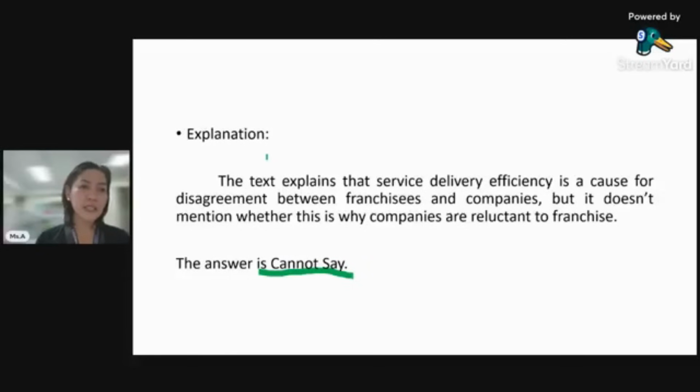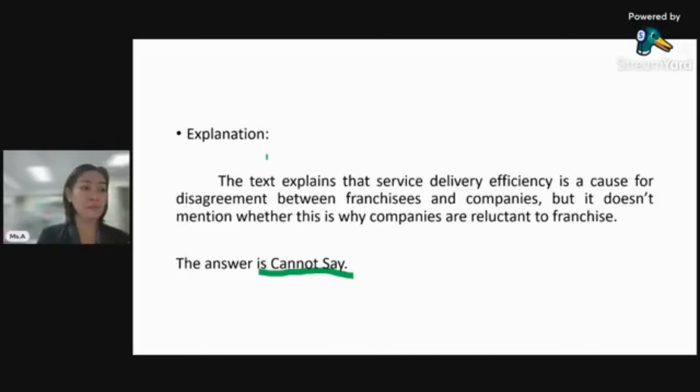Okay, the passage that we have read, yung nabasa po natin. Okay, yung pong nabasa nating passage, this explains that the service delivery efficiency actually, ito po ang dahilan, cause ng disagreement ng franchisees at saka ng company. Pero hindi po sinabi dun sa mismong passage kung bakit parang ayaw na ng company na mag-franchise ang mga willing mag-franchise. So, hindi siya given dun sa passage.